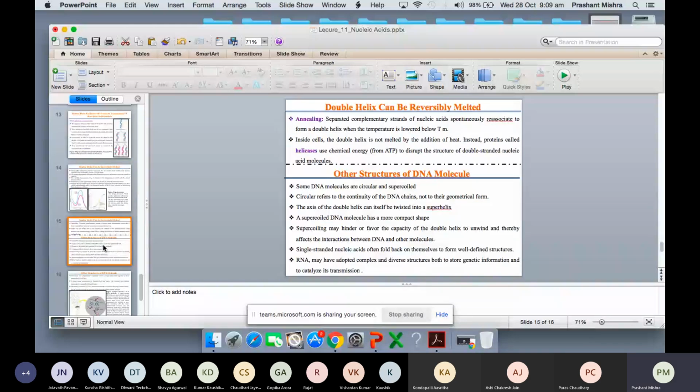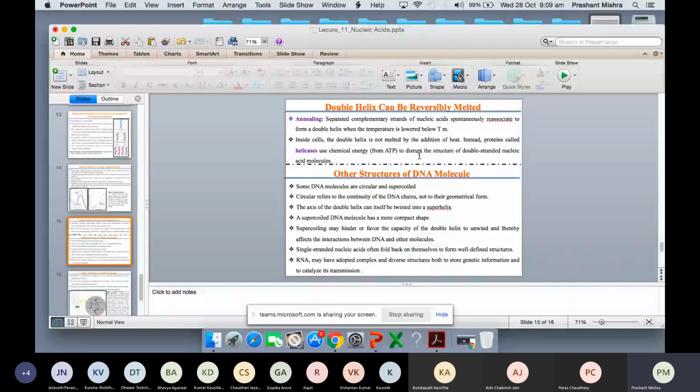Now the question comes: in a cell, what happens? In the cell also a similar phenomenon happens. Within the cell, the DNA opens up, but it does not require heat energy. What happens is that proteins called helicases use ATP and disrupt the structure. So locally, the double-stranded nucleic acid opens up and then they replicate, they transcribe, and all the phenomena happen once they open up. But if you want to carry out the same reaction in a test tube in your lab, you have to provide heat energy or you have to provide ionic interaction.